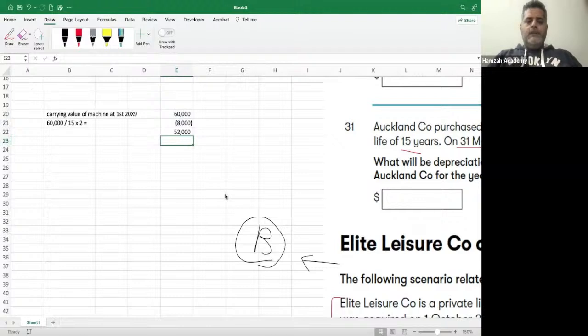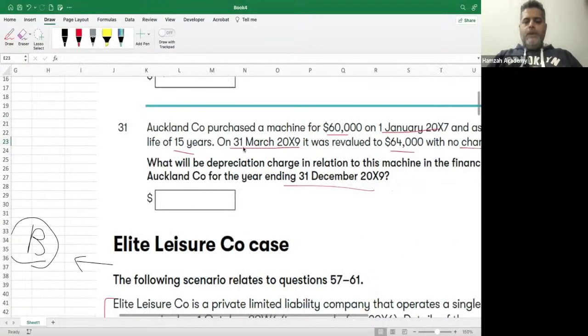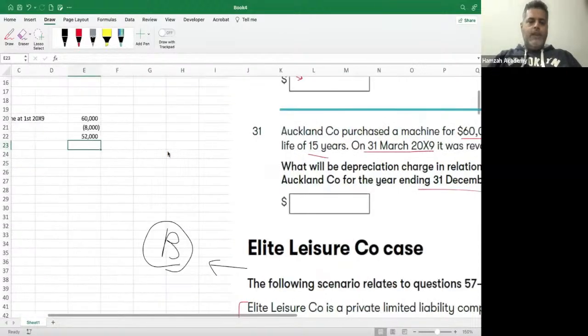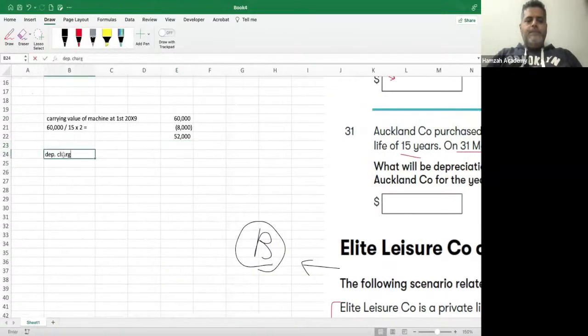Then moving ahead from here, up to 3 months there was no issue, right? So the depreciation charge till 31st March is going to be 60,000 divided by 15 years into 3 by 12. I have a depreciation of 1,000 over here, right?